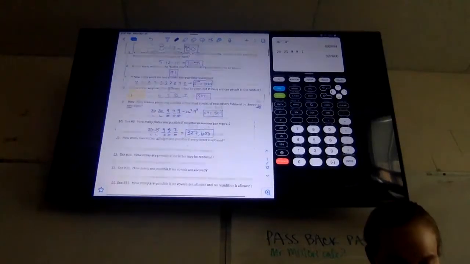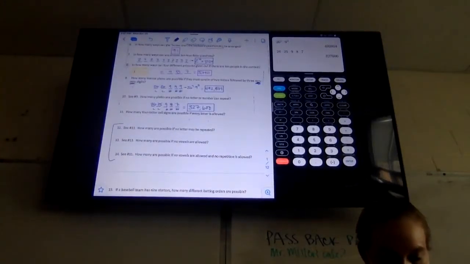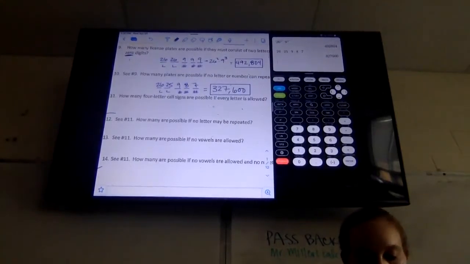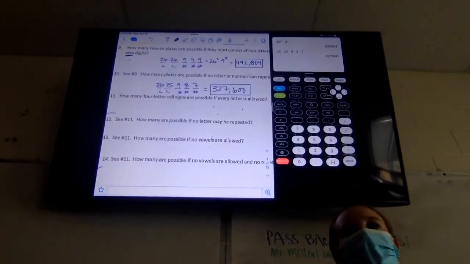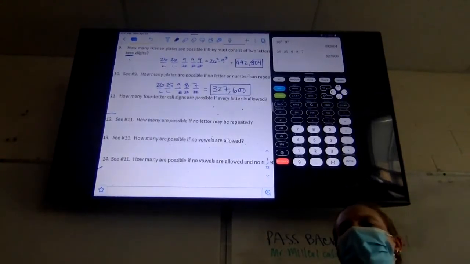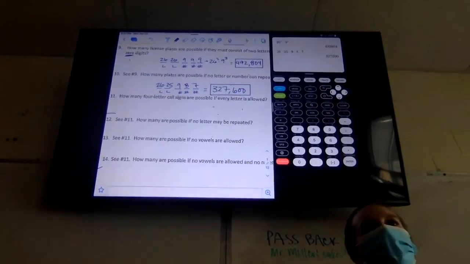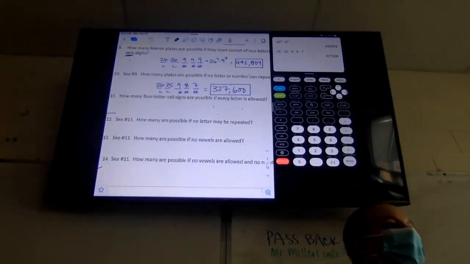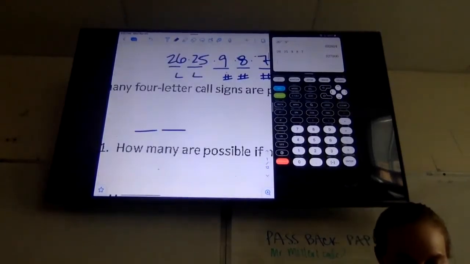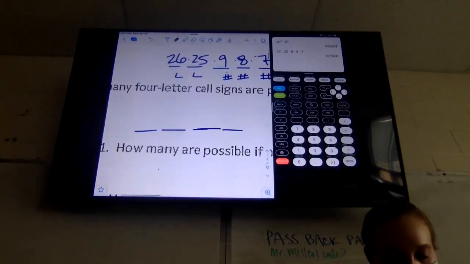Okay. I'm going to do number 11, then I'm going to have you try 13 and 14. So I'll get you started because they all rely on 11. It says, how many 4-letter call signs are possible if every letter is allowed? Do you guys listen to the radio? I don't really anymore, but you know the radio has like 4 little letters. It'll say something like WZPL, I think. I listen to NPR and that's WFYI. So they all have 4 letters and that's how the radio works. And so that's what we're thinking about here.